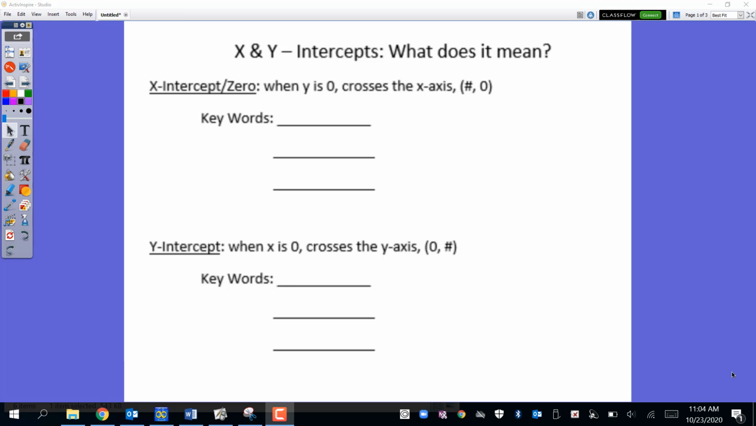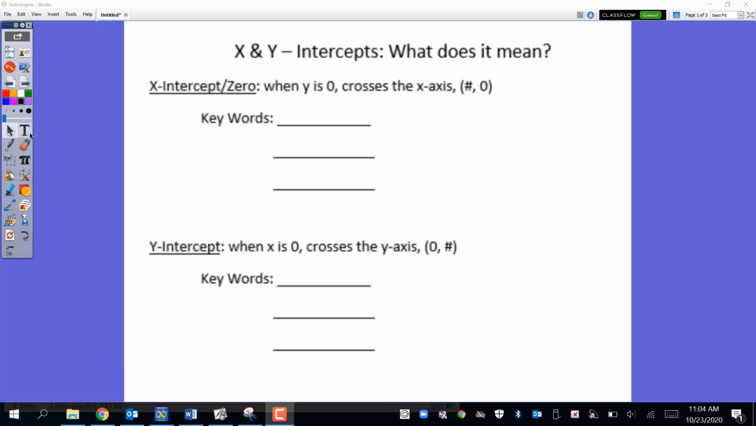All right, so now that we know how to find x and y intercepts on a graph, we have to talk about what they mean. Sometimes our graphs are going to be in real world type situations, and they're going to ask, what does the x-intercept actually mean? Or what does the y-intercept actually mean? So we know the x-intercept, or a 0, is when y is 0, when the line crosses the x-axis, and we write it as number comma 0. But how do I know what it actually means? There's a couple of key words.